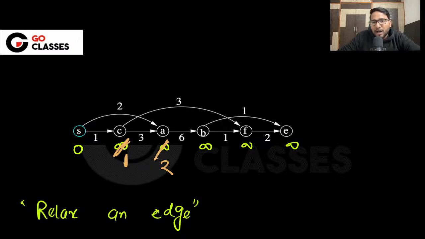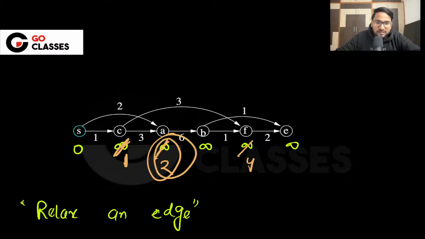Now you relax all the outgoing edges from C. First you relax all the outgoing edges from S, then you relax all the outgoing edges from C. So this is 3, so it will be 3 plus 1, which is 4. This is also 3 plus 1, and this will now be 5. This is also 1 plus 3, which is 4. But this is already 2, right? Since this is already 2, I will not modify that from 2 to 4.